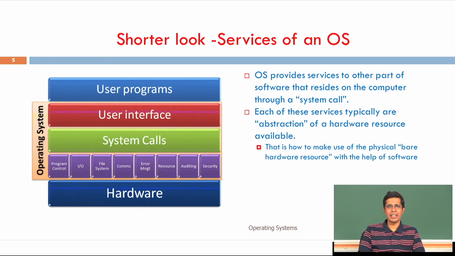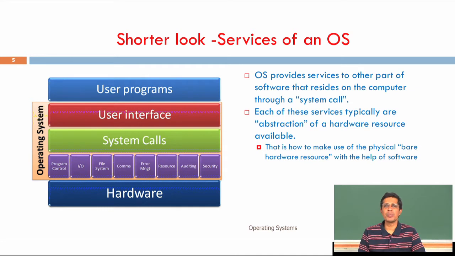So to look at it in a nutshell, if you look at an operating system, there is an underlying hardware, and that hardware has different things that it does. The hardware has the IO devices, it stores files, it needs to be secure, it needs to be audited, there are multiple resources that need to be managed, there are a lot of errors that need to be managed. So what does the operating system do? It actually provides services to other parts of software that reside on the computer through what you call a system call.